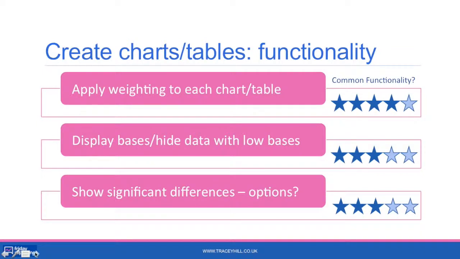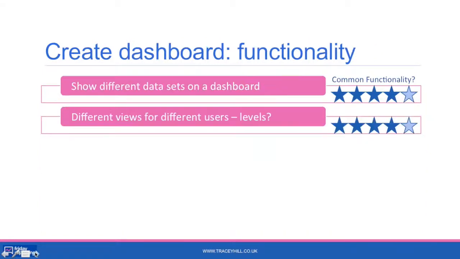Most tools allow you to choose whether to apply weighting to each specific dashboard object. Displaying bases and hiding data with a low base is usually a function, but it works in different ways for different tools, and it may not necessarily be very customizable. Similarly, for displaying significant differences, usually it's there, but you might not have a great deal of choice about exactly how the significant differences are displayed.